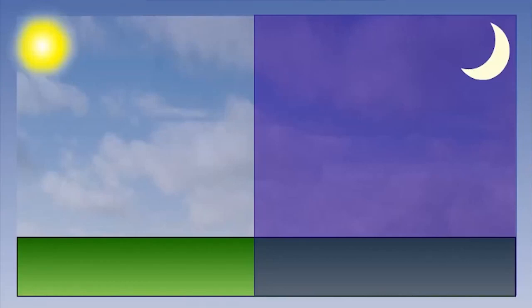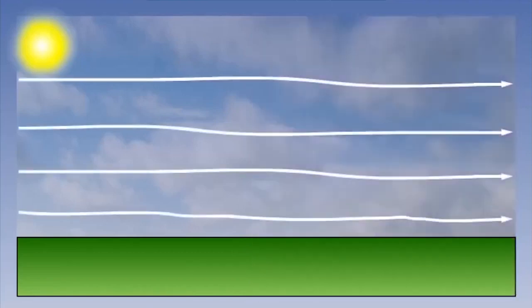There is one more major variation in surface wind that we need to consider. This is the change from day to night. In other words, the diurnal variation of the surface winds. Let's look at the situation during the day.